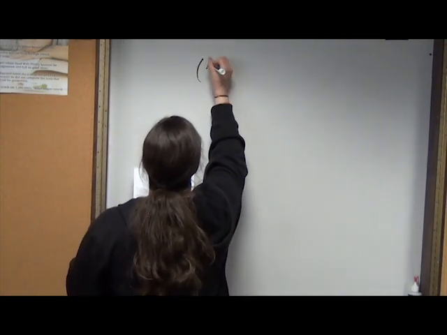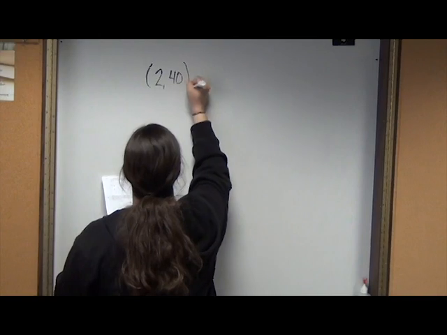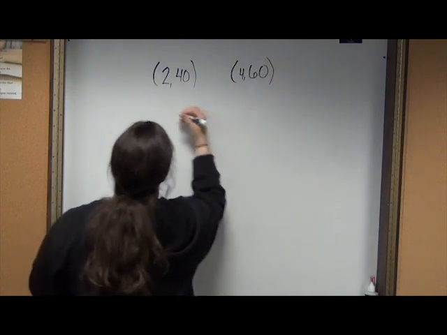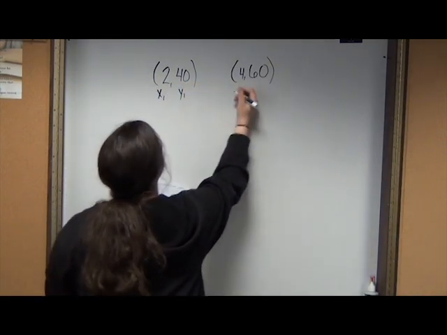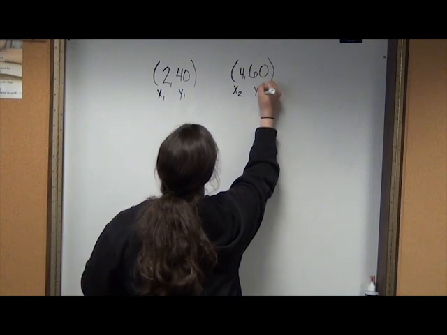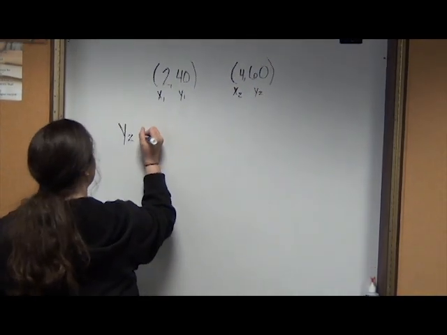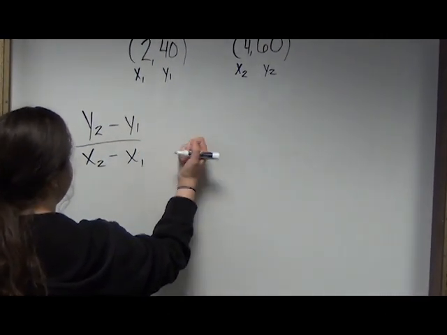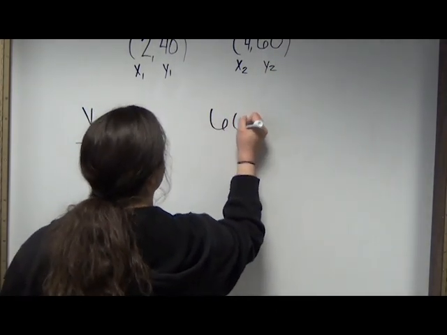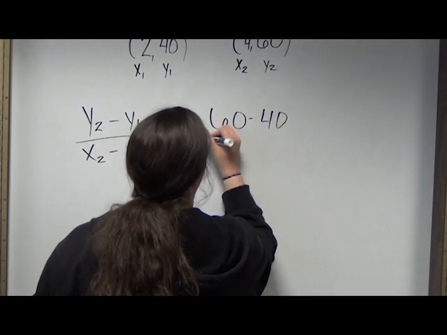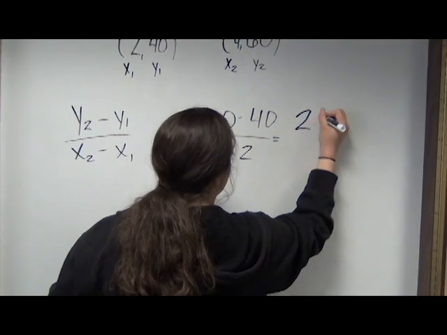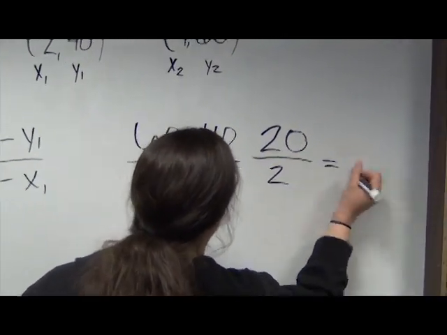So I'm going to pick 2 points on the graph. I'm going to use (2, 40) and then (4, 60). And then this will be my x1, y1, x2, y2. So you're going to do y2 minus y1 over x2 minus x1. So in this case, we're going to have 60 minus 40 over 4 minus 2, which will give you 20 over 2, which equals 10.